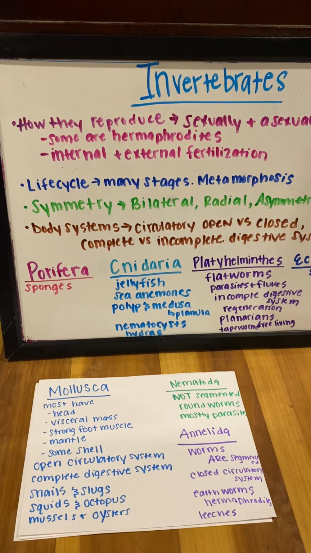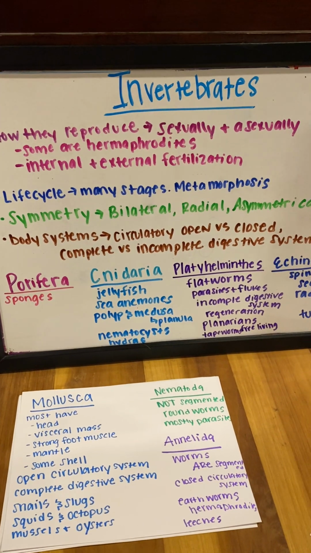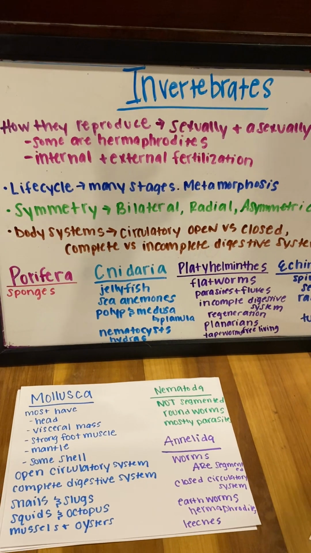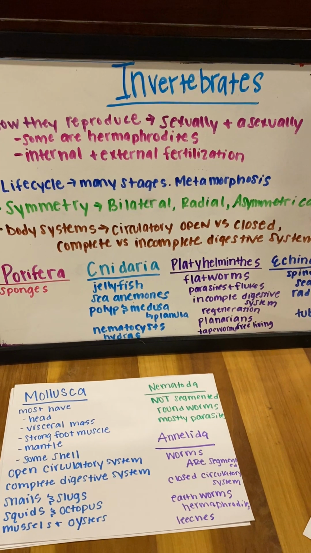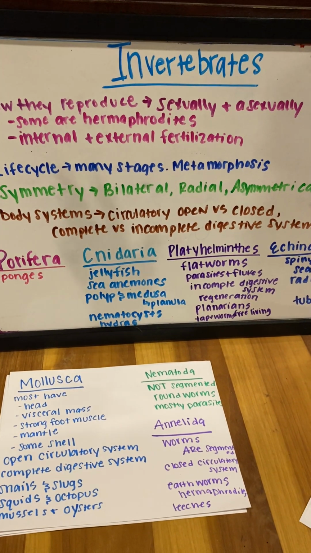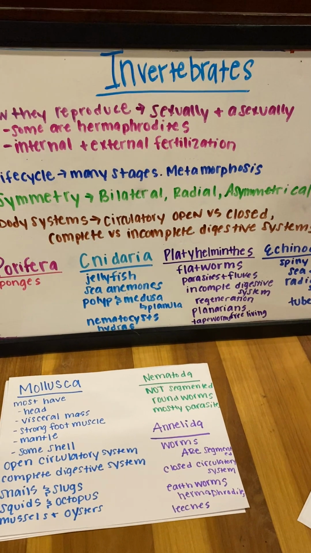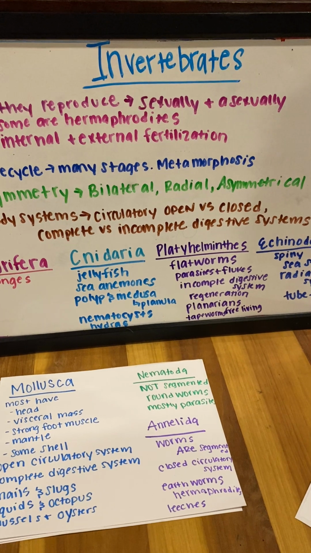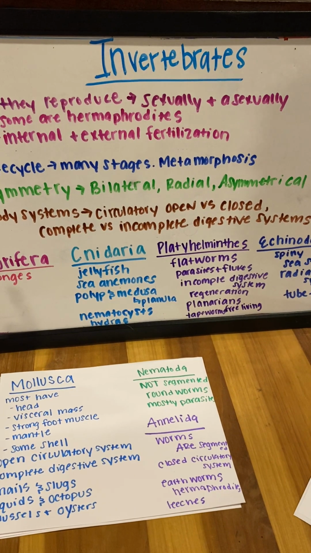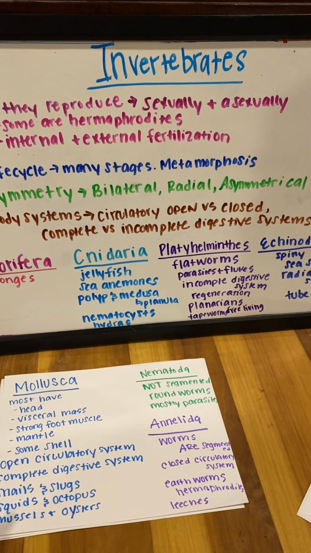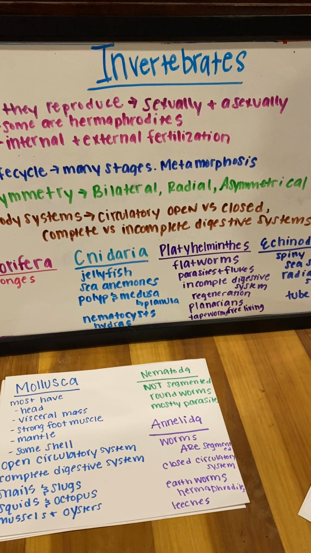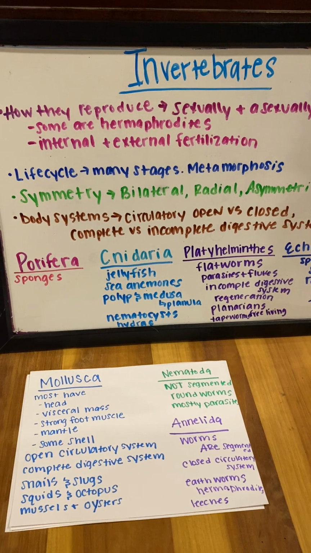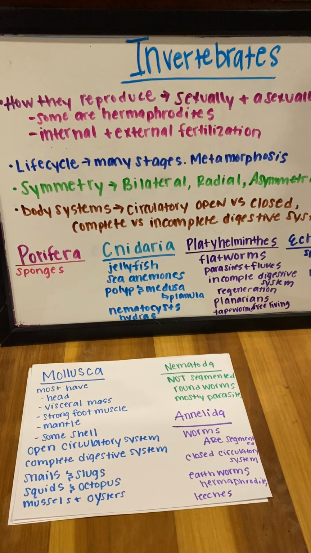Another system we can classify invertebrates on is their digestive systems. Some have complete digestive systems, which means they have an opening, a mouth, and an anus. Food goes in the mouth and out the anus. It's complete. Some have incomplete digestive systems, which means they just have one opening, and food goes in and poop goes out the same hole. Those are incomplete digestive systems. Invertebrates can be classified by those. So that's just a very broad overview of some of the systems that invertebrates have.